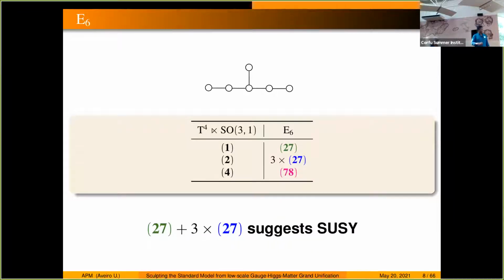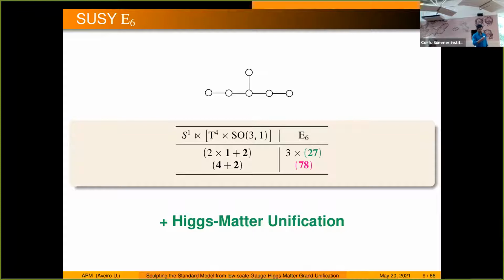If you go up to the level of E6, then you see something nice. The fermions and the scalars are embedded in the same type of representation, these 27-plets. And this suggests supersymmetry. In fact, E6 becomes rather elegant if you add supersymmetry. So let's extend our space-time symmetry and add one supersymmetry. This is like the minimal supersymmetric E6 model, where you still have gauge unification, and separately you also have Higgs and matter unification in 3 copies of 27-plets.